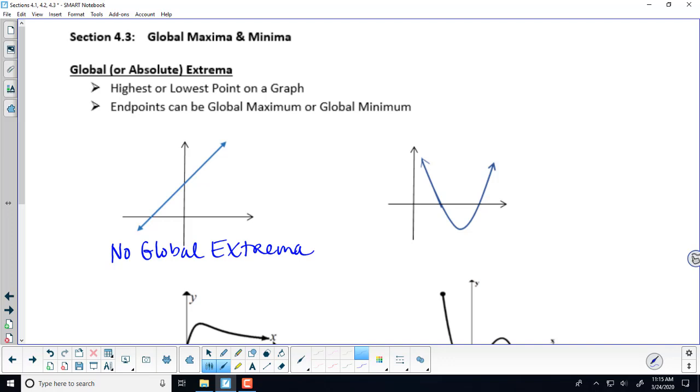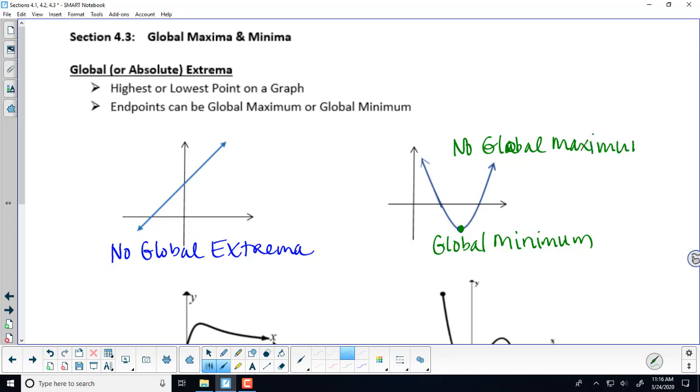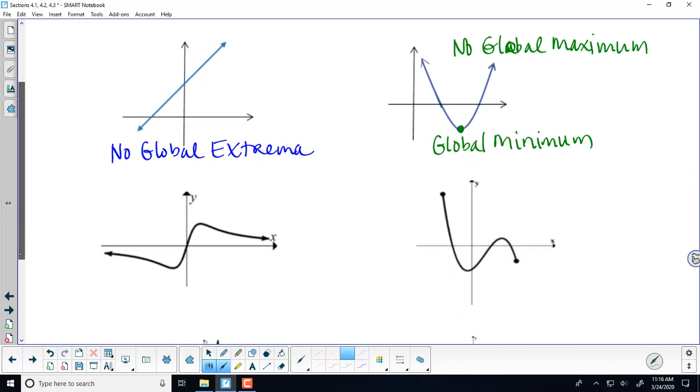All right, how about this parabola? We have a global max, right? Let me do this. Okay, this is a global minimum point. Okay, it's also a local minimum. But there is no global max because that continues going on and on. So it's not always guaranteed that we have both or either.